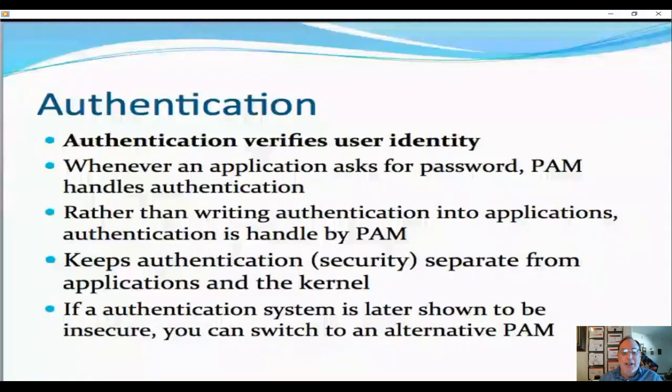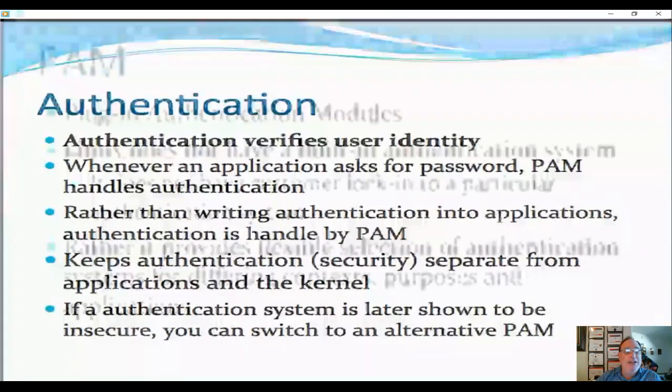Another thing that authentication does is it keeps security separate from applications and the kernel. Because you're running your applications in the operating system, you don't want those applications to get direct access to the kernel, the very root, the core of the operating system. You want to protect that as much as you can. If the authentication system is later shown to be insecure, like in my above-mentioned example of MD5 with Windows, you can just switch to another PAM. You update your PAM, and it carries all the way down the line. So, those are several key advantages.